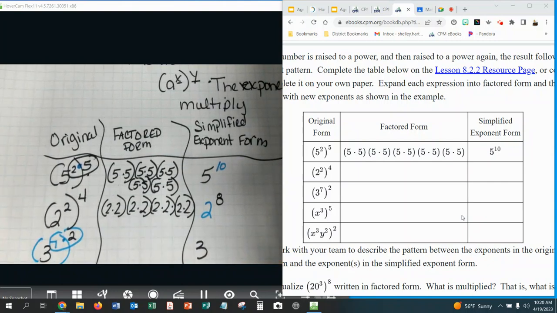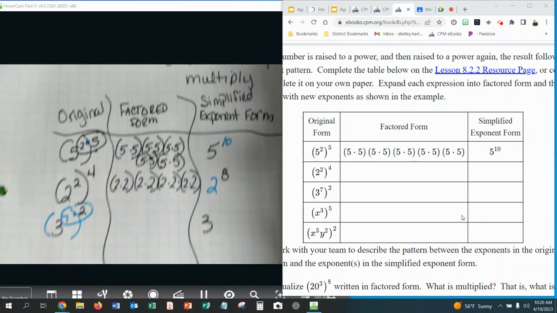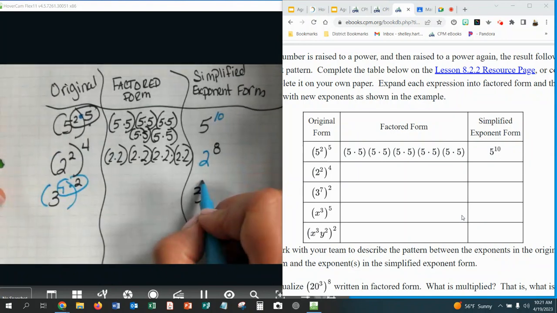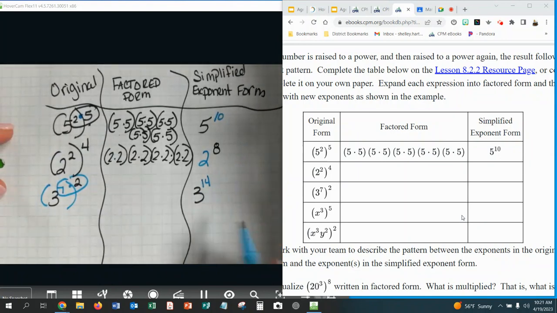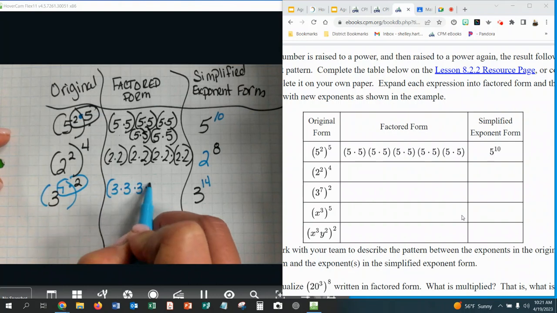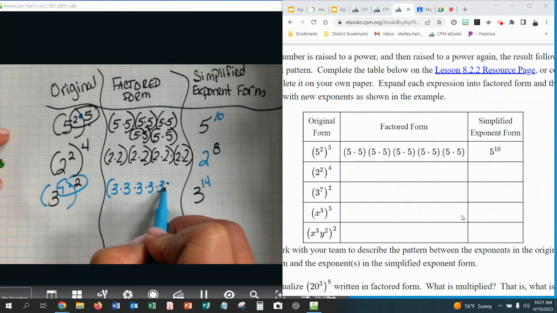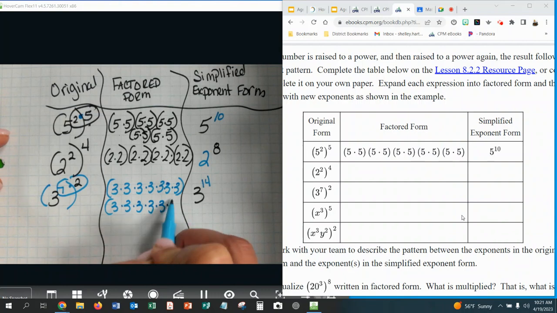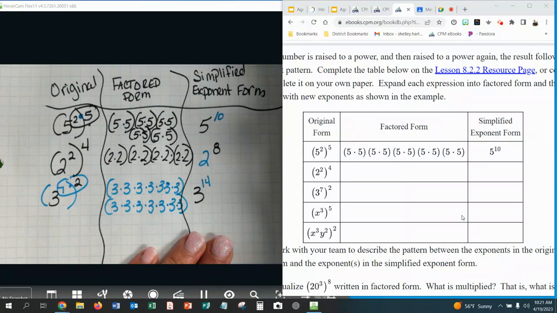Silas, what is 7 times 2? Perfect. So this is going to be 14, right? Because we're going to go 3 times 7, 3. And it's going to equal 3 to the 14th.